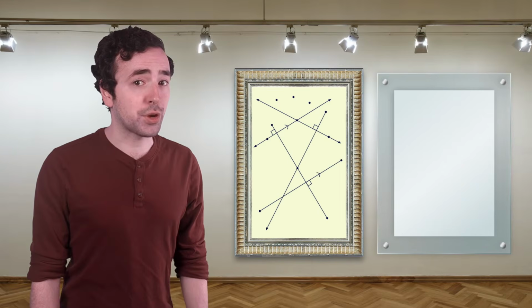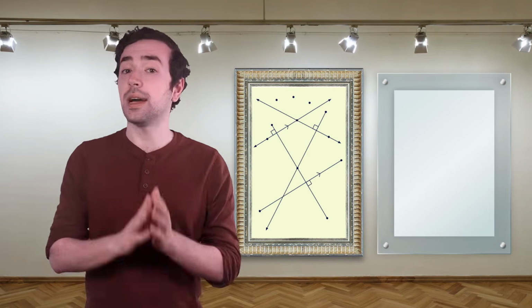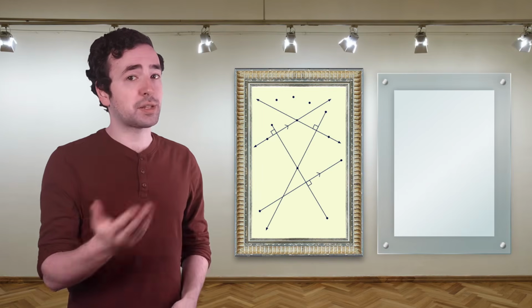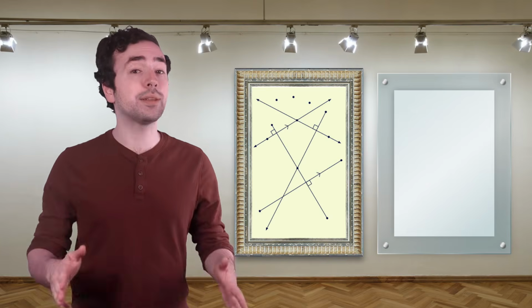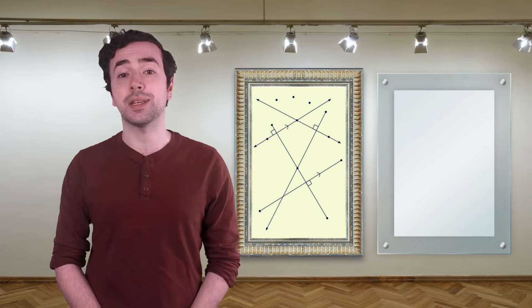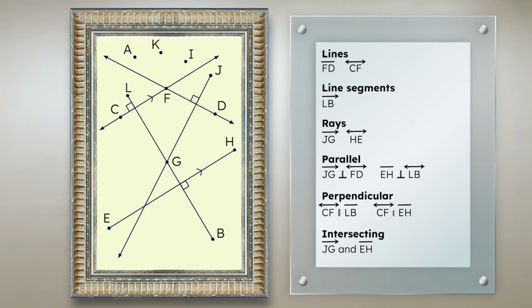As junior curators, it's our job to double check the exhibits and make sure everything is identified correctly. This display is our first stop, and it's all about the building blocks of geometry: points, lines, line segments, and rays. Check out the plaque next to this display. What do you notice? Oh, it looks like some of these descriptions aren't labeled correctly.